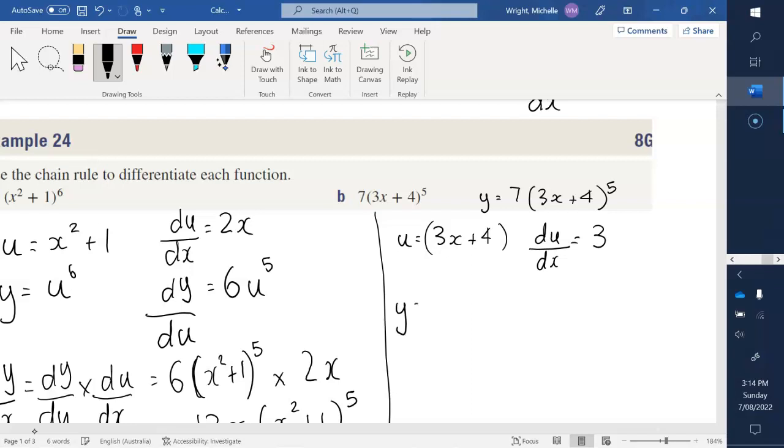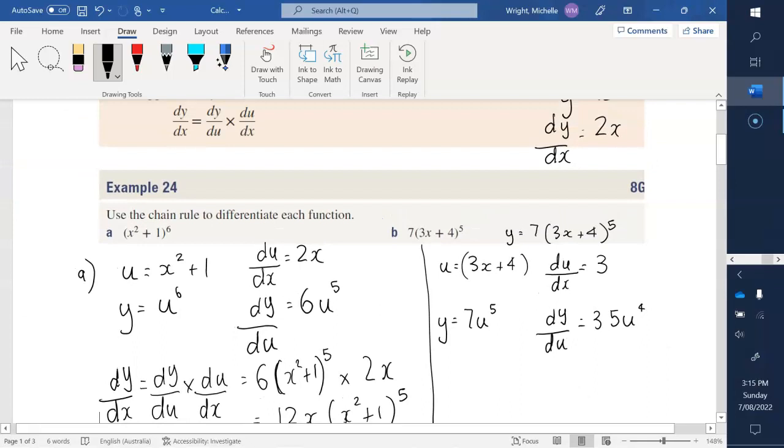Now my y is going to be equal to, I've got a 7 there. I've replaced the part inside with the u, so it's going to be 7u to the power of 5. So I've just rewritten y in terms of u, and now I can find dy/du, just as we normally would. 7 times 5 is 35, u to the power of 4. So I've got those two parts that are in the rule.